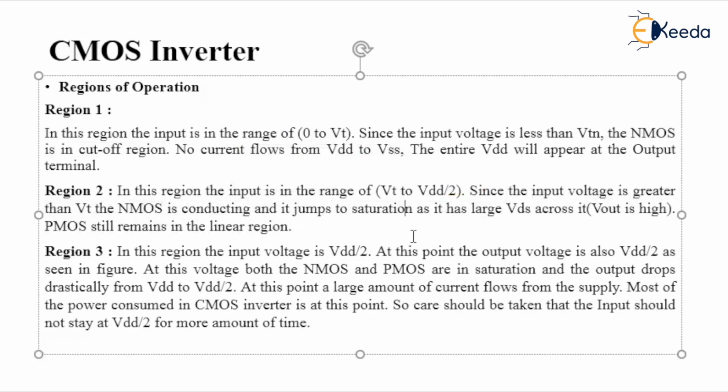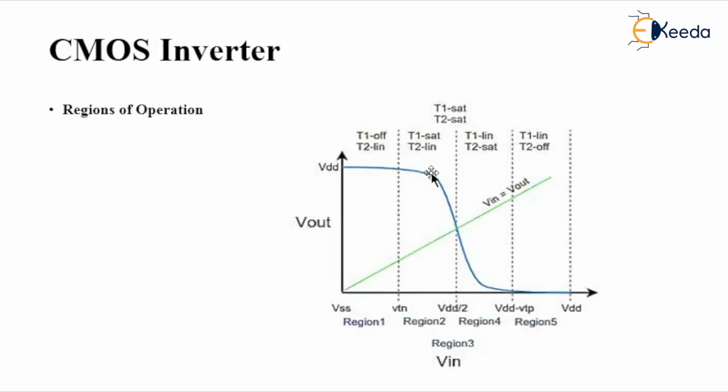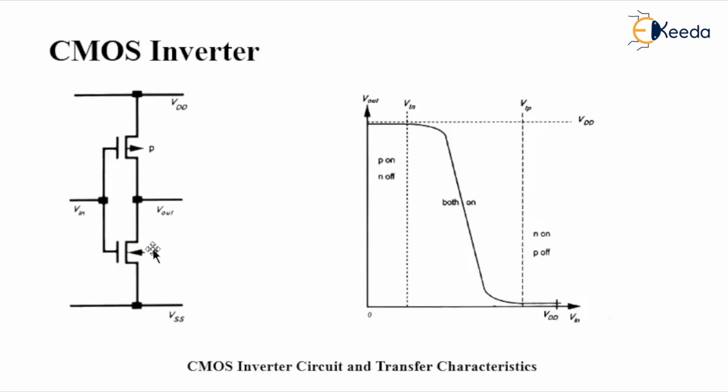And the PMOS will remain in the linear region itself. So that's the thing I have written here in the case of region 2. T1 will be in saturation. T1 means the lower one, the lower N channel one, and T2 means the upper one, the P channel one. Okay, this is pull up and pull down. Pull down is T1, pull up is T2.